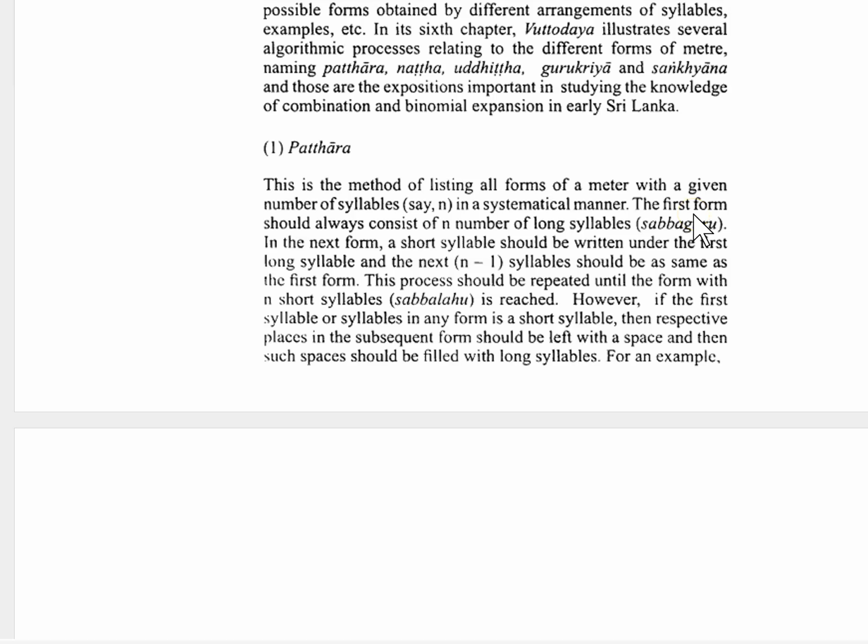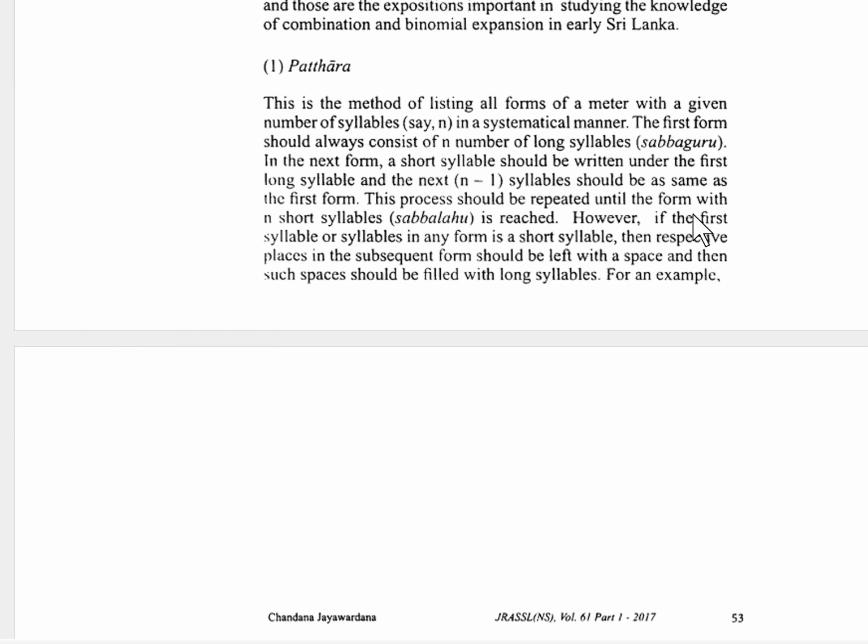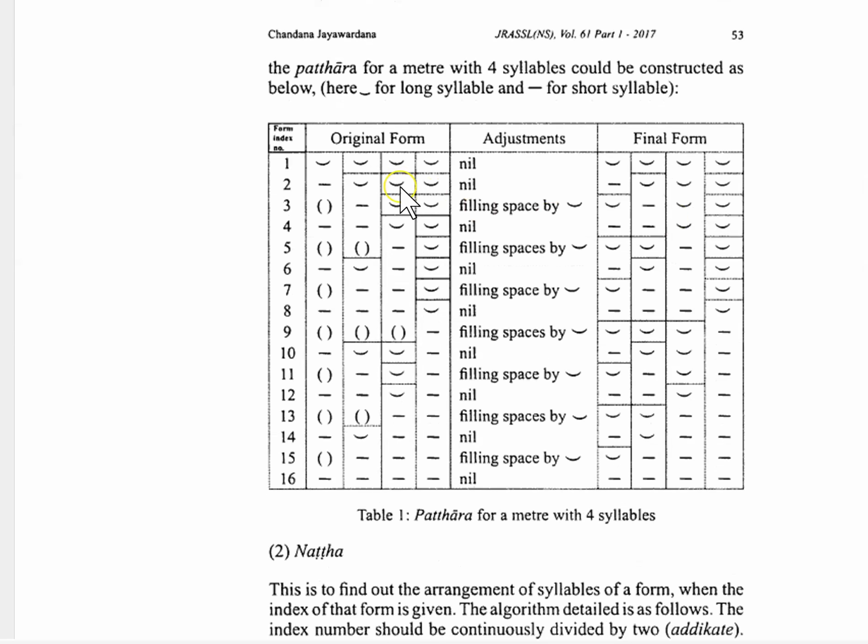Now we are at part 3, and let us look at this method called Patara or Prastara, I think, and what they are trying to do. Here they have 4 spaces, and then 4 spaces with 2 syllables. It could be sa, re, or something like that. So we have a curved one and a line. Let's call it curve and line.